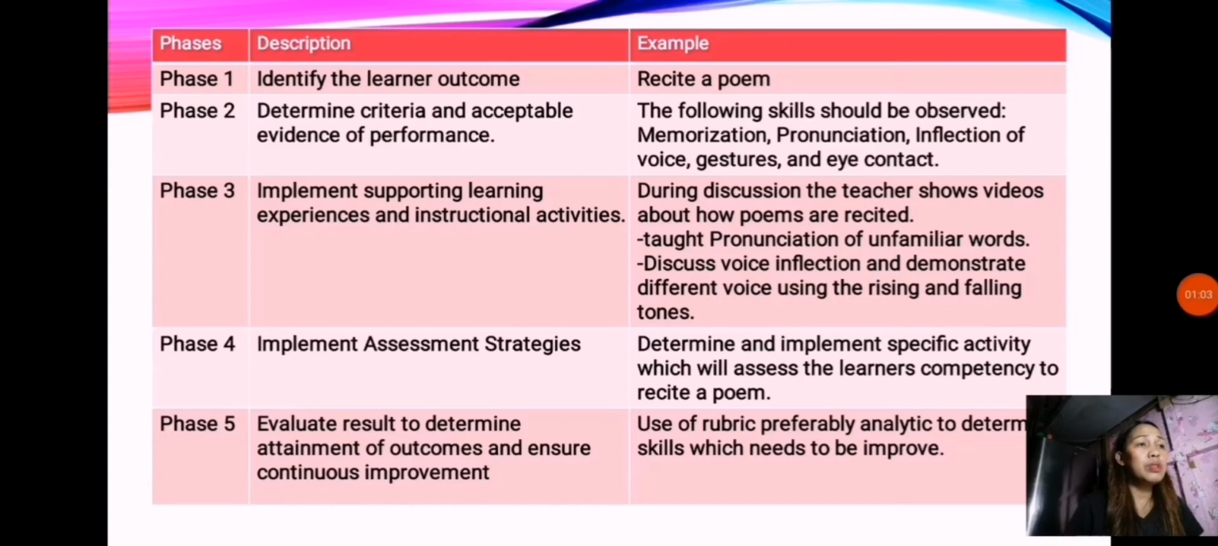Preferably, it would be better if the kind of rubric that we use is analytic. Why? This would determine specific skills which your students need to improve, and this will help you in planning intervention activities for your students so that they could really master the skills of creating a poem. So that's the examples of phases of authentic assessment.